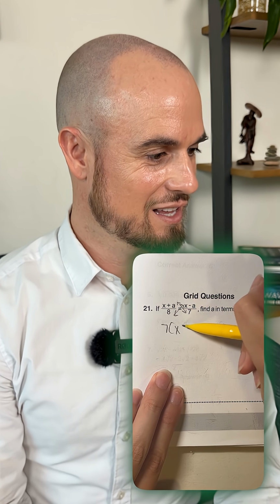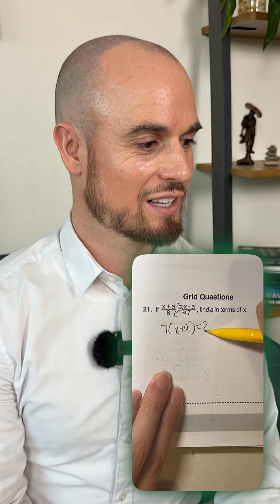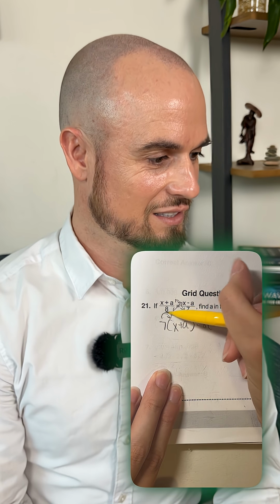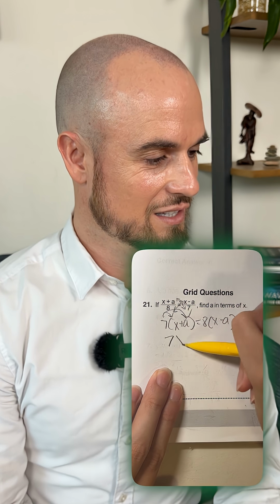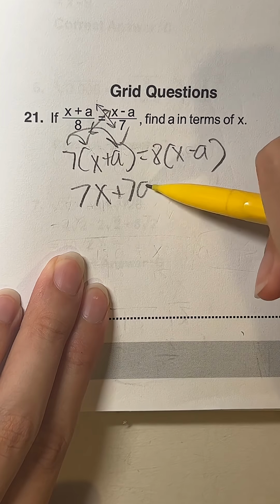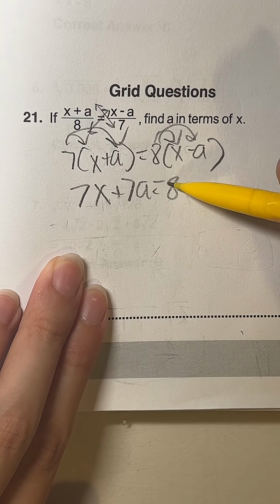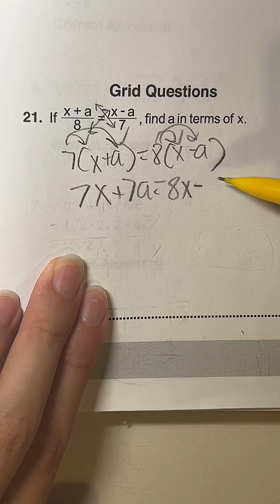7 times (x + a) is equal to 8 times (x - a). Now we just solve, so first I have to distribute. 7 times x is 7x, 7 times a is positive 7a. Distribute the right side too: 8 times x is 8x, and 8 times negative a is negative 8a.